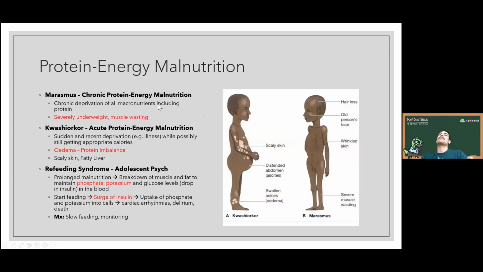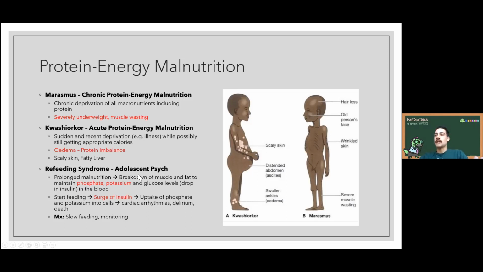Great. Protein energy malnutrition, it's not really a big thing. I'm just going to skip over it pretty quick, but the main things are, marasmus is chronic malnutrition. So they present like this with being severely underweight and muscle wasting, whereas kwashiorkor is more acute, and therefore you get a protein imbalance and you get edema. So you get distension of the abdomen and swollen ankles. The other thing to keep in mind is refeeding syndrome.